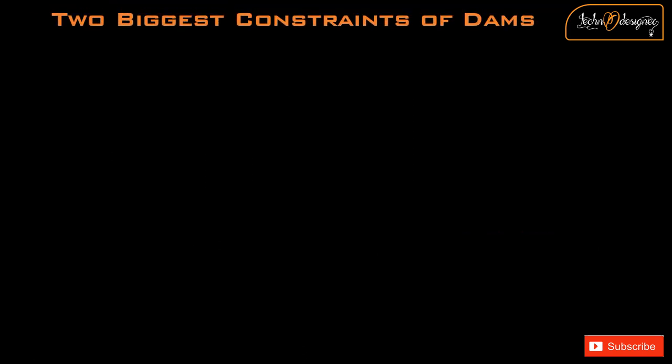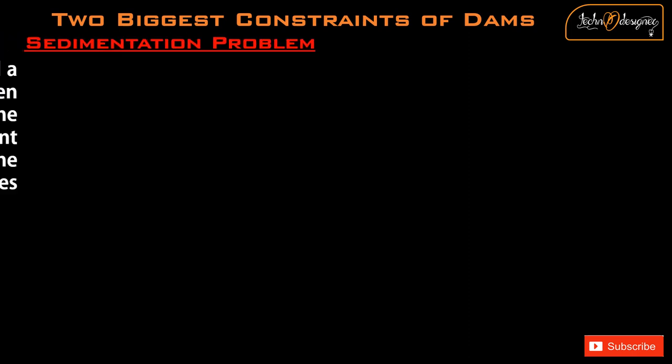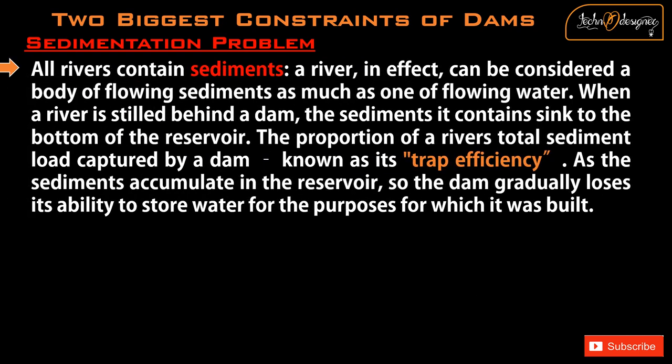Two biggest constraints of dams. Sedimentation problem. All rivers contain sediments. A river, in effect, can be considered a body of flowing sediments as much as one of flowing water. When a river is stilled behind a dam, the sediments it contains sink to the bottom of the reservoir. The proportion of a river's total sediment load captured by a dam is known as its trap efficiency. As the sediments accumulate in the reservoir, the dam gradually loses its ability to store water for the purposes for which it was built.